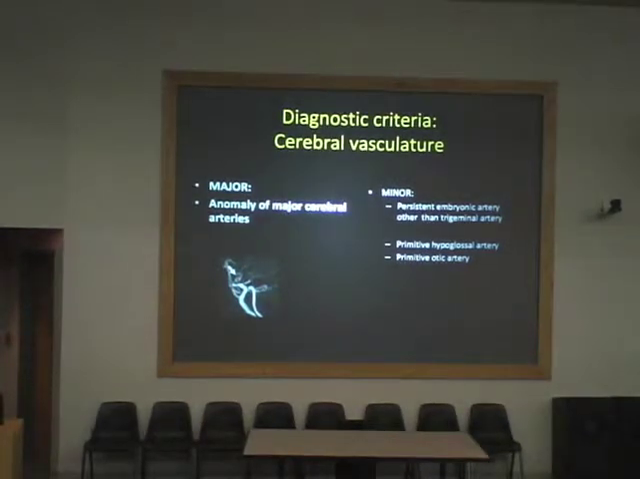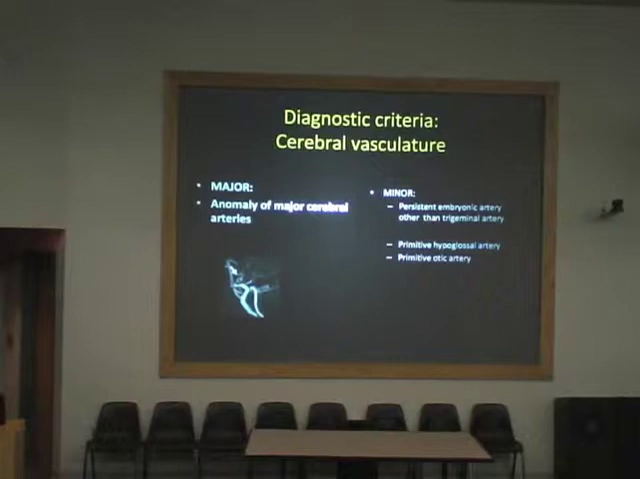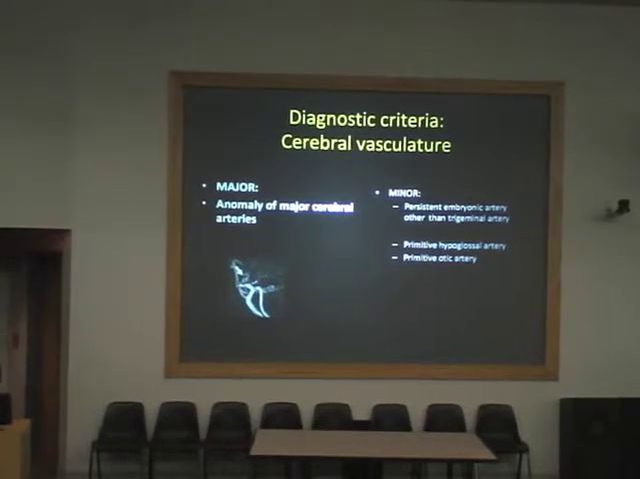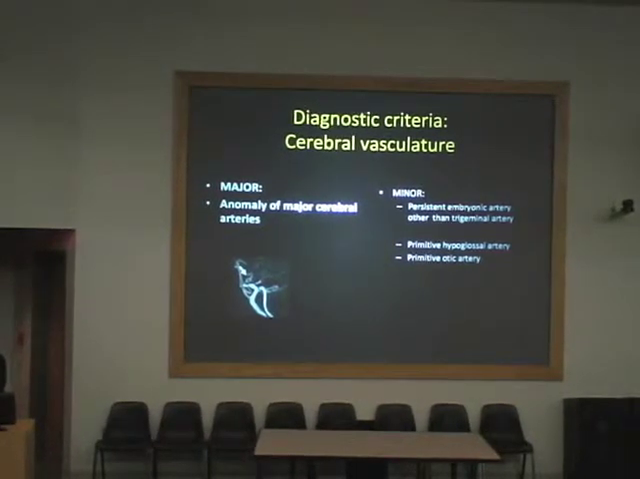Dr. Hess gave just a beautiful talk yesterday. I wish I could hear that over and over again. He really defined the different major anomalies that happen in the cerebral arteries in PHACE syndrome. And then the minor criteria would be those persistent embryonic vessels that he talked about.